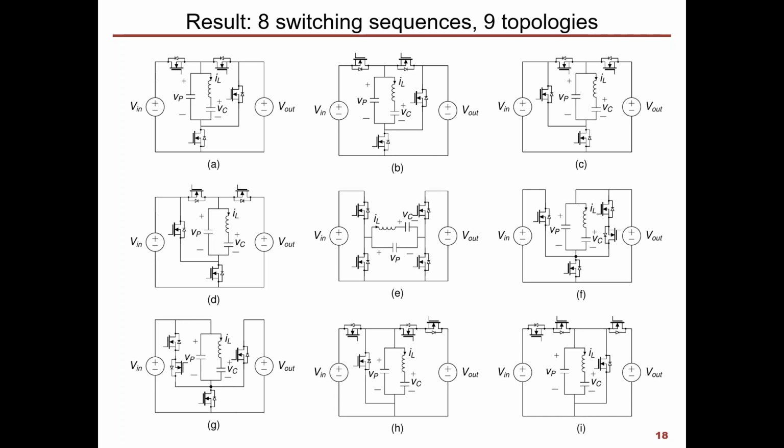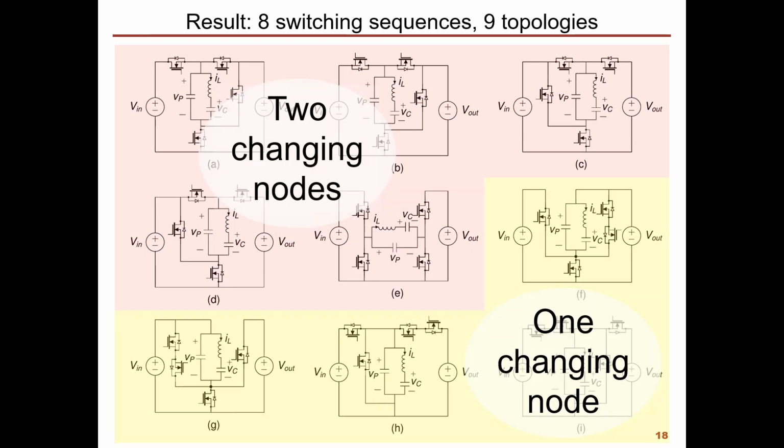of topologies. Some of these look like switch capacitor converter topologies. Some of them look like resonant converter topologies. Now, one thing that I will point out is some of them have 2 changing nodes, one at the input and one at the output, and then some of them have only 1 changing node, and this will actually have implications for soft switching, which we'll talk about later.